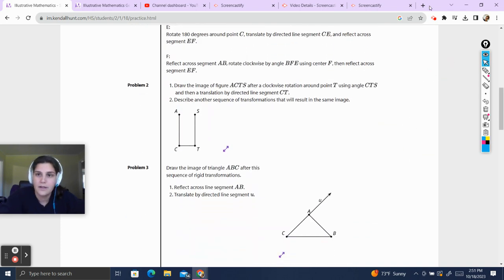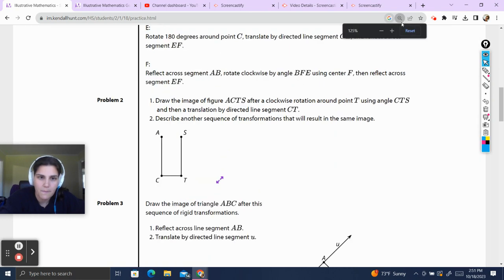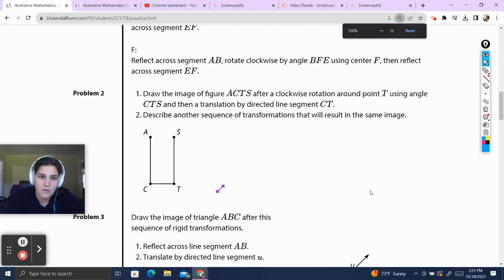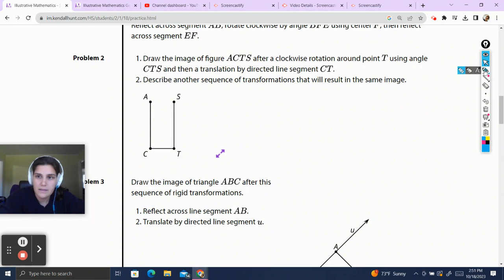Problem 2. I'm going to zoom in for this one. Maybe I won't zoom in. Oh, there we go. Draw the image of figure ACTS, so ACTS, after a clockwise rotation around point T. So clockwise means we're going this way, around point T, using angle CTS. So CTS is a 90-degree angle.